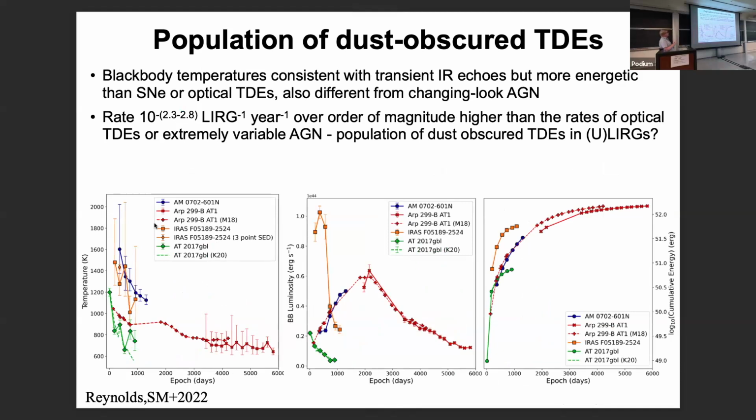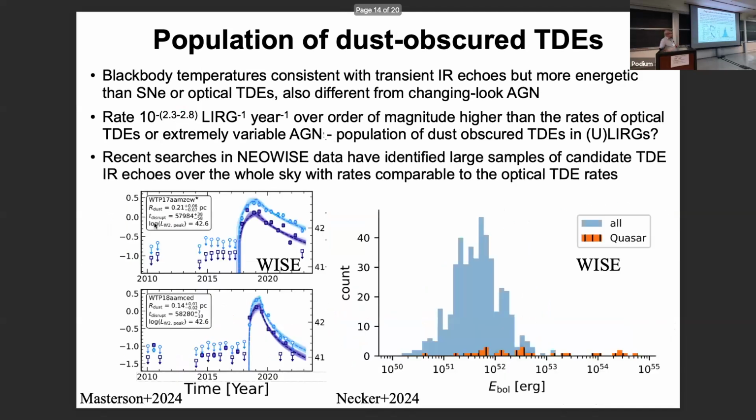When you turn this into a rate, it's over an order of magnitude higher than the rate of optical TDEs or the rate of extreme variability of AGN. So in the paper we say that this is actually an indication of an enhanced rate of tidal disruption events in luminous and ultraluminous infrared galaxies.